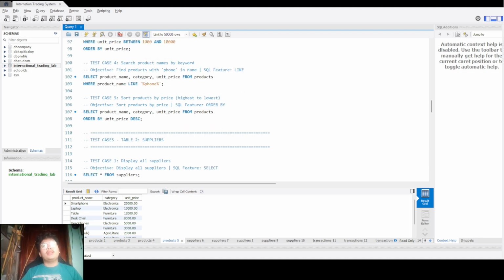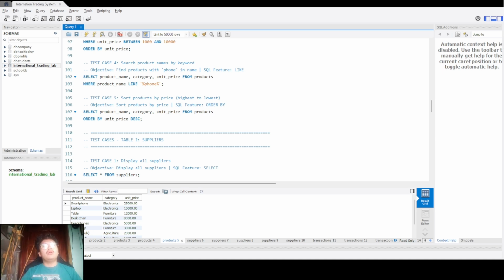Query: select product name, category, unit price from products, order by unit price descending. This query uses order by with descending, which means descending order. Descending shows the highest price first. Then the result is the products sorted from most expensive, smartphone at 25,000, to cheapest, desk lamp at 3,000.